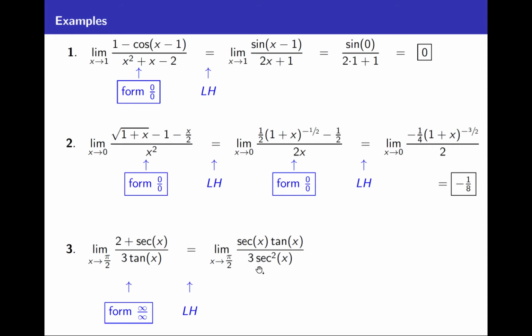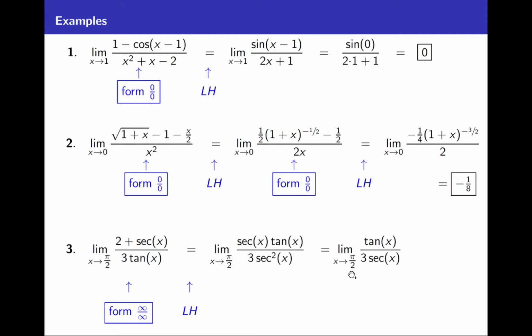Now looking at this limit, you can see that once again you're getting the form infinity over infinity. So your first impulse might be to apply L'Hopital's rule a second time. But wait a minute, let's see if we can simplify things before we do that. You've got a secant x over a secant squared x, so one of those is going to cancel.